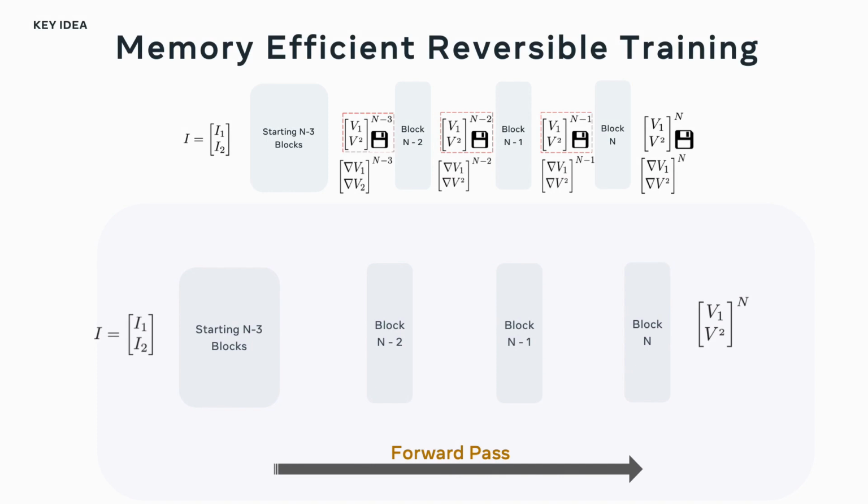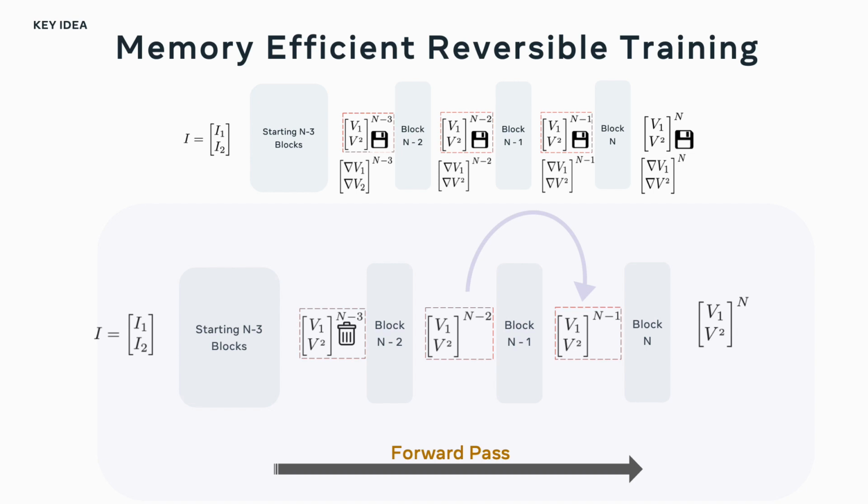Now consider the forward pass of our proposed memory efficient vision transformer. Similar to the vanilla case, consider the representations once propagated to Vn-3. The representations at block n-2 are first calculated from Vn-3, after which Vn-3 is discarded. This is in contrast to the vanilla case where Vn-3 is cached. This process is then repeated till the output is obtained.